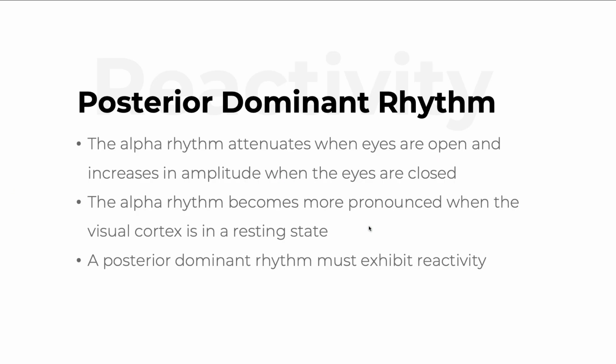The posterior dominant rhythm is important to differentiate from other rhythms by the alpha rhythm attenuating when eyes are open. So the patient opens their eyes, that visual resting state of the brain drops out, or it increases in amplitude conversely when the eyes are closed. So when a patient closes their eyes, the rhythm becomes more pronounced. When you see this combination, what you're witnessing is reactivity. A normal posterior dominant rhythm needs to show reactivity.